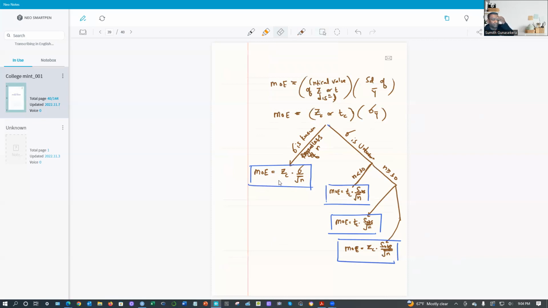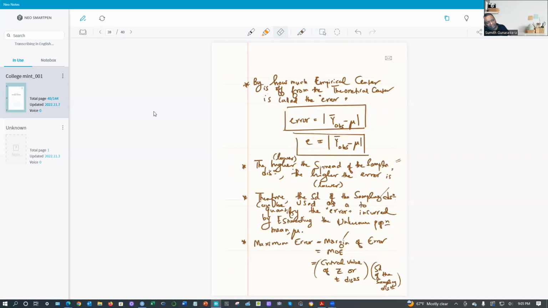So our margin of error looks like this. This is the maximum error. The incurred error is nothing but the difference between these. This error should be within the margin of error. Error should be less than or equal to the margin of error, the maximum error. We know that now.